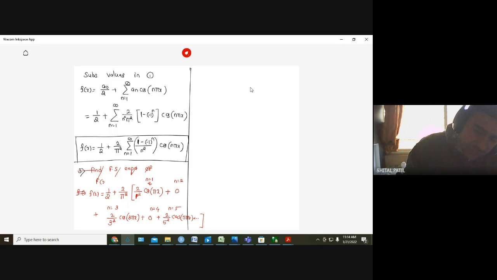I'll write it once again so that there is no confusion. I do understand it is repetition, but let me write it once again. 1 upon 2 plus 2 divided by pi square, and we have 2 divided by 1 square cos of pi x plus 2 divided by 3 square cos of 3 pi x plus 2 divided by 5 square cos of 5 pi x, and so on.